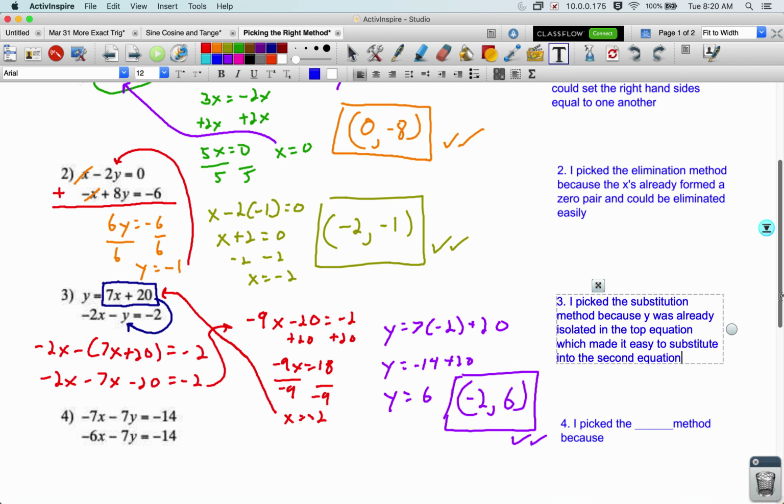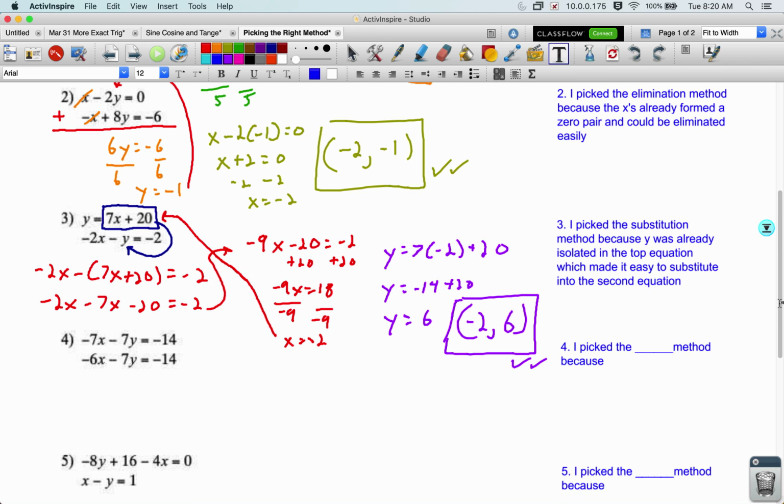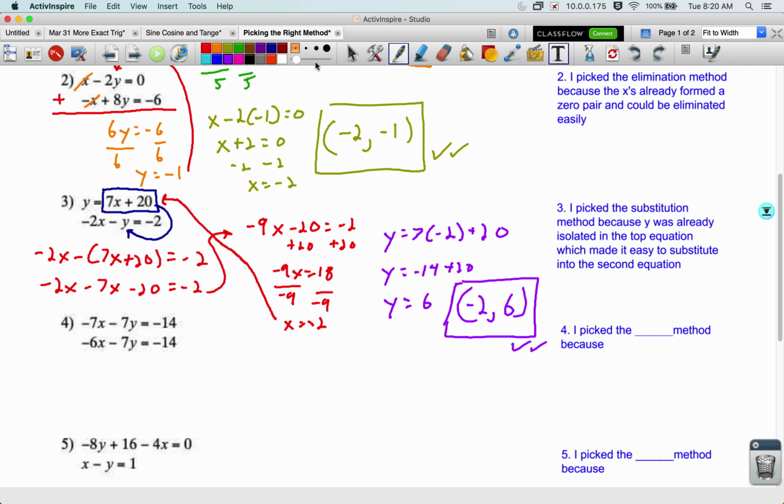All right, number 4. Do we already have a zero pair? No. Is a variable isolated? No. So maybe we consider elimination again. Even though there isn't a zero pair, would it be easy to make a zero pair? The answer is yes, because we've got an identical pair here, the negative 7y and the negative 7y. All we have to do is multiply one of these by negative 1, and we will get a zero pair.